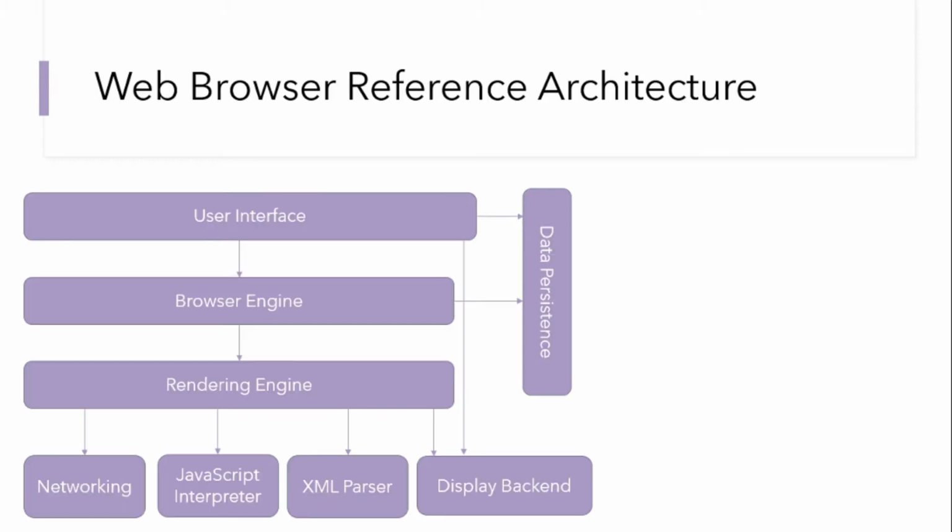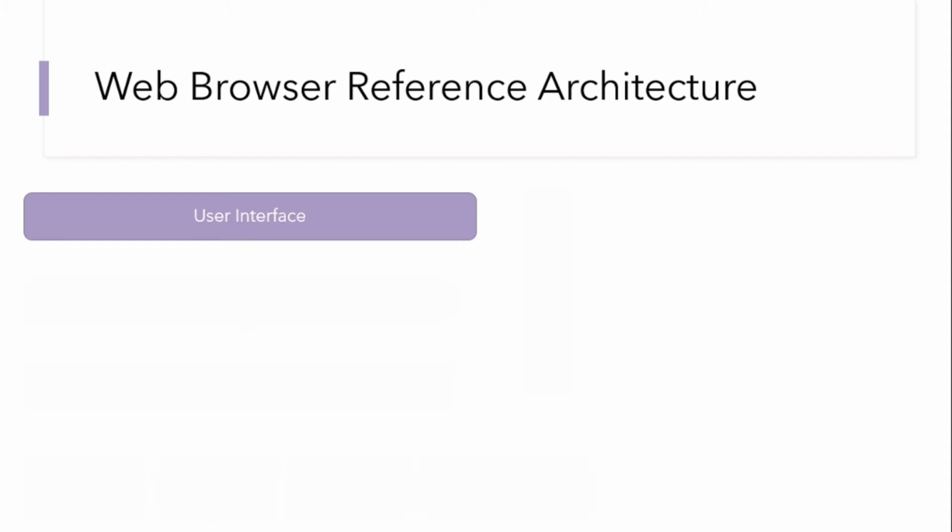So basically, this is the architecture of every web browser. Every web browser has the user interface. It also has the browser engine, the rendering engine, networking, JavaScript, XML, display backend, and then the data persistence. Do not worry, we are going to take time to look at each component and how each component functions. To begin with, let's first look at what the user interface is.